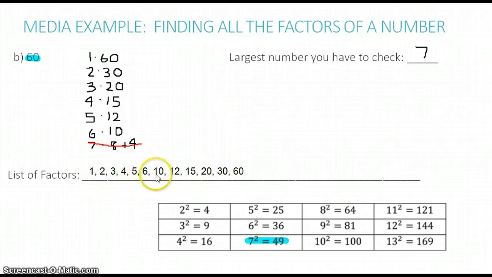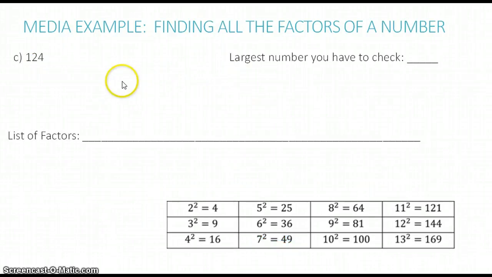And stop and take a look and think of all the ones you might have missed if you just tried to make your own list in your head without using this process. You might have forgotten 12 or 15, so you really need to use this process to make sure you don't miss any factors. Okay? And 60 also has a lot of factors. Let's see the next problem.